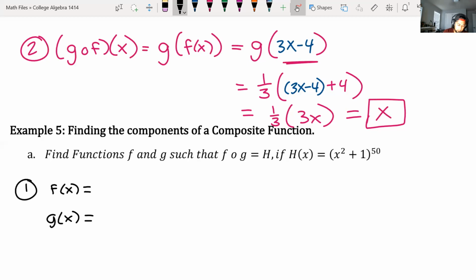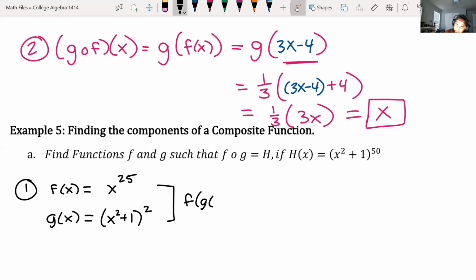Could it be like x squared plus 1 squared and then x to the 25th? So this is x squared plus 1 squared. And what was the other one? Some x to the 25th. Oh, actually, it was the other way around, I think. Switch these around. Okay, let's try it. Hey man, it's a good guess. So f will be x to the 25th, and g will be x squared plus 1 squared. Okay, well, let's check it out.